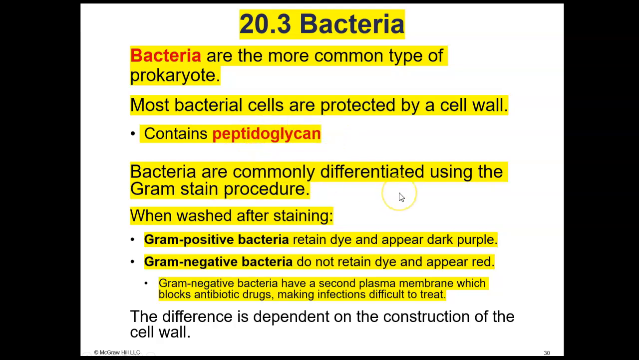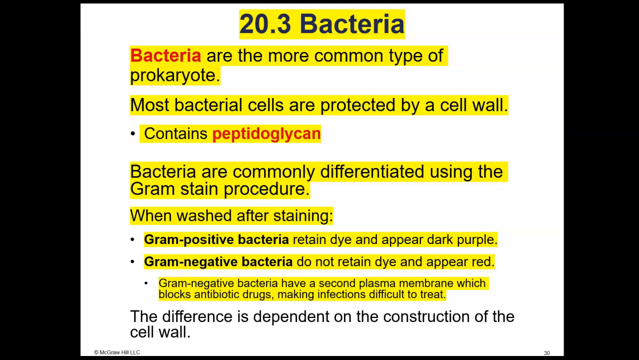Bacteria are commonly differentiated using the Gram stain procedure. You're going to do that in our virtual lab. When washed after staining, Gram-positive bacteria retain a violet-colored dye and appear dark purple under the microscope, and Gram-negative bacteria have a thinner layer of peptidoglycan, so they don't retain that purple dye. They appear, it says red, but if you look in real life, they actually look pink.